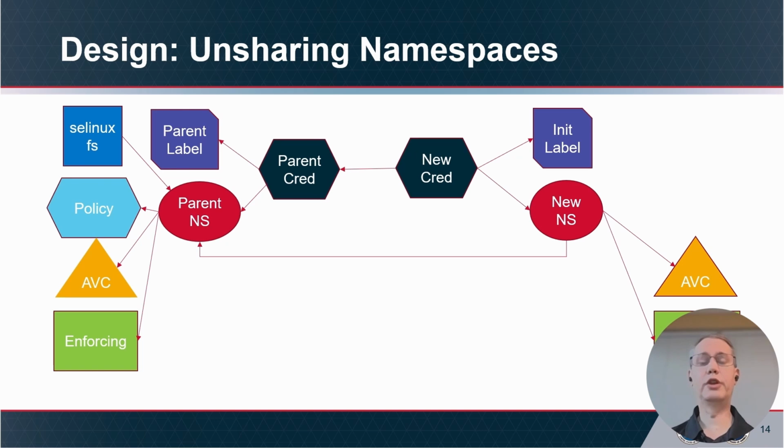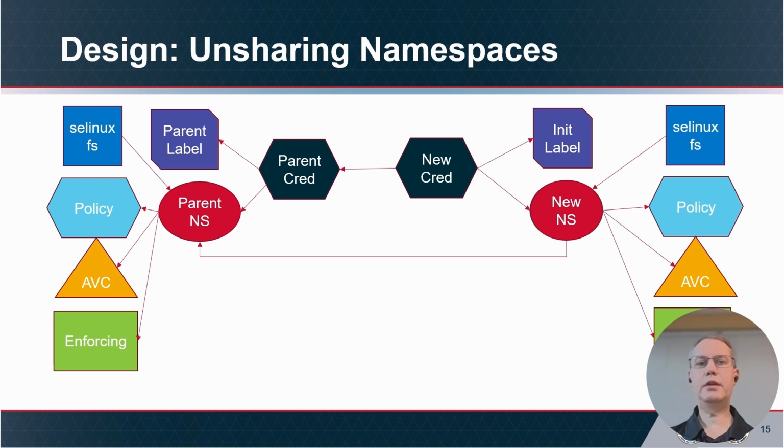The unshare operation creates a new credential structure for the process with a new SELinux namespace. The new credential is assigned the init SID, or label associated with the first process in a new SELinux namespace, and also starts off in the same state as a freshly booted SELinux system before init performs any initialization. That is, it has no policy loaded yet, and it starts in permissive mode.